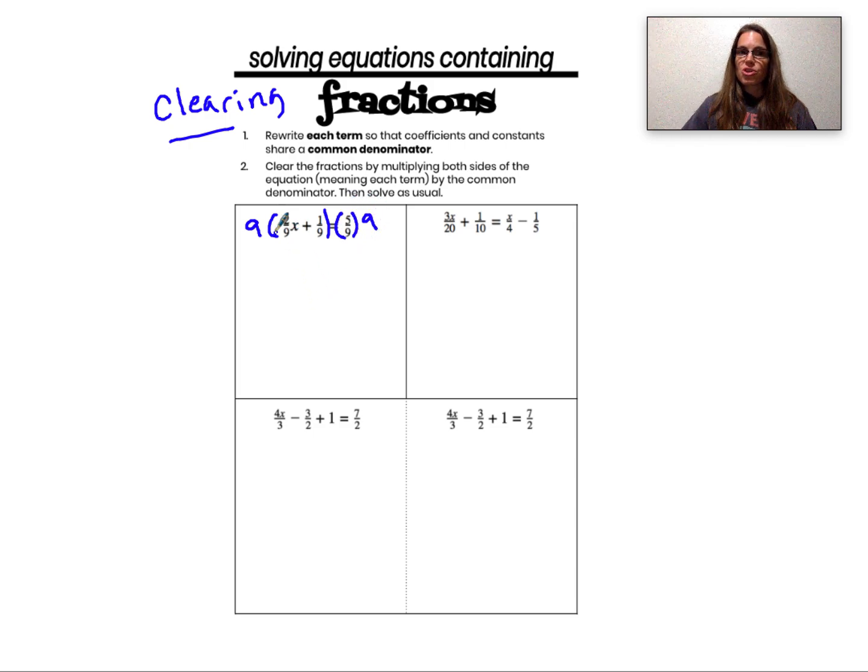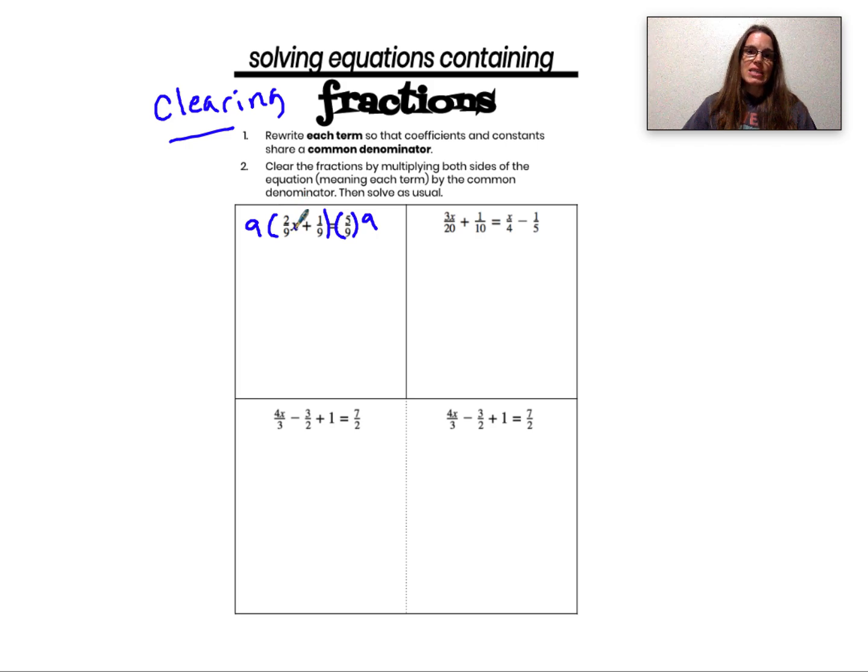So parentheses around the left-hand side times 9, parentheses around the right-hand side times 9. This helps make sure that you remember that you're multiplying each term by the common denominator, not just one of the terms. So 2/9 x is the same as 2x over 9. If it helps you, you can go ahead and write that x in the numerator. The x is in the numerator.